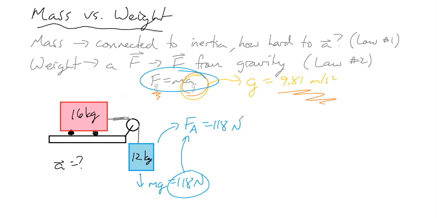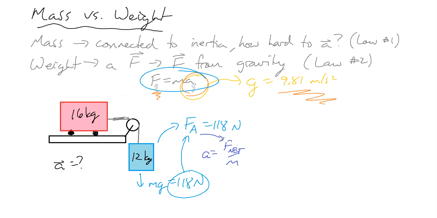If that's the only force trying to move it, to find the acceleration would be the net force divided by the mass. Since the 118 is the only force we've got going on, not only is that my applied force, that's also going to be my net force, because I've got nothing else working on this thing. So my net force would also be 118. Now I want to divide that by the mass.